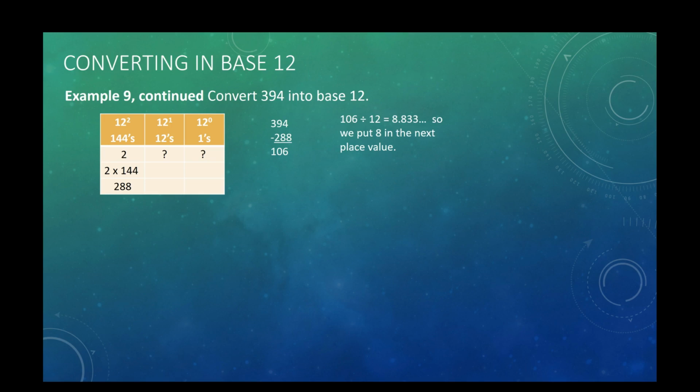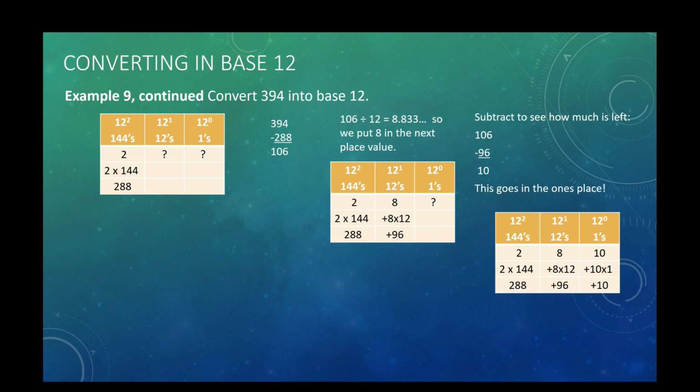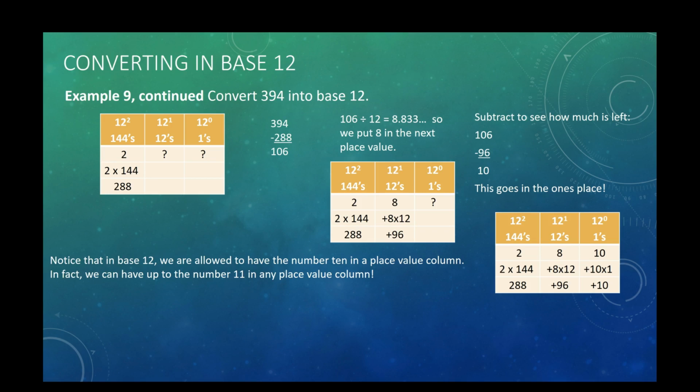106 divided by 12 is 8, or 8.8333, right? So 8 goes in the next place. And then that gives us 96 more. 106 minus 96 is 10. And strangely enough, the 10 is what goes in the 1s place. That's because in base 12, we can have 10 in a base 12 column. In fact, we can have up to the number 11 in a base 12 place value column.